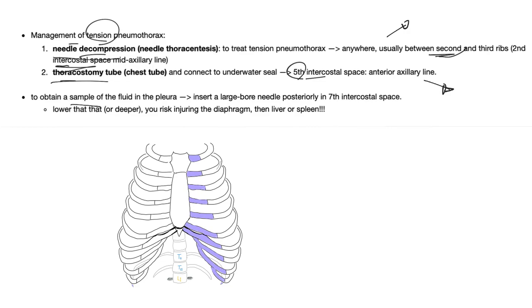To obtain a sample of pleural fluid, insert a large bore needle in the seventh intercostal space. But please be careful not to go deeper. You can injure the diaphragm, the liver on the right side, and the spleen on the left side.